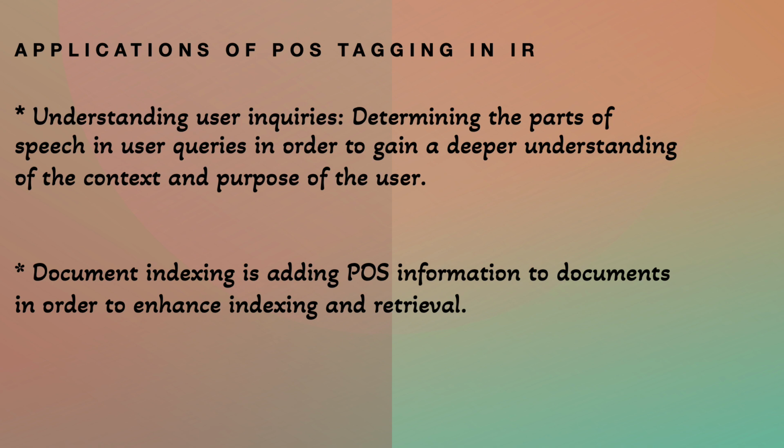And the second one was document indexing. POS tagging facilitates the efficient indexing and categorization of documents based on their linguistic features. By tagging documents with POS information, IR systems can organize and retrieve information more effectively. This granular categorization allows for more precise indexing, enabling users to locate relevant documents more efficiently. Moreover, POS tagging can aid in the identification of key concepts and entities within documents, further enhancing the retrieval process.